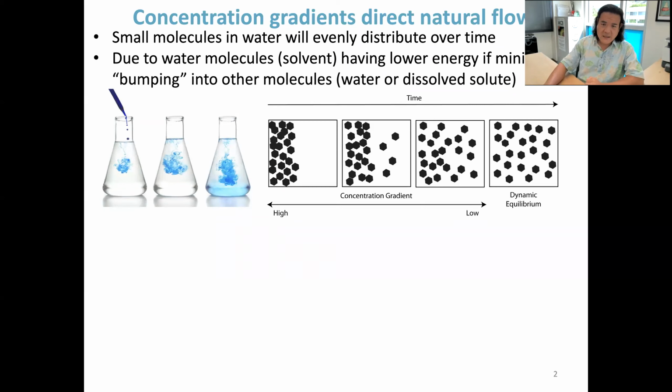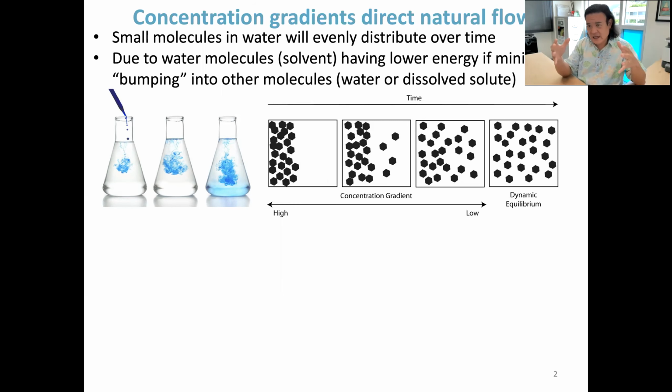You can think about it in terms of this sort of time scale here, with time moving from left to right, and the concentration of whatever these molecules are. Let's pretend these are the blue colored dye molecules, right? They go from a high to a lower concentration as they spread out, until they reach a point of equilibrium, right?